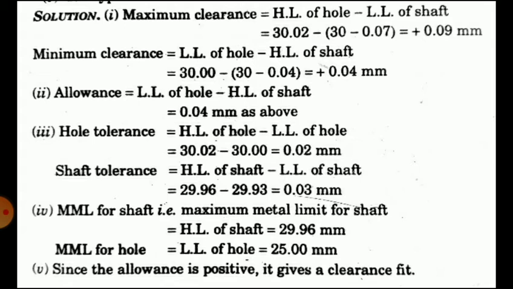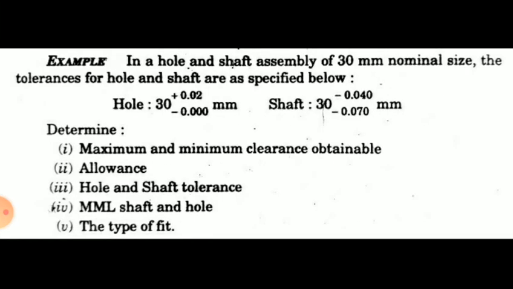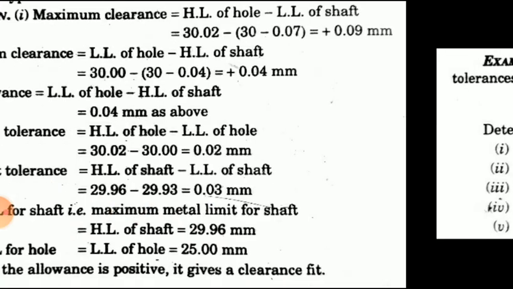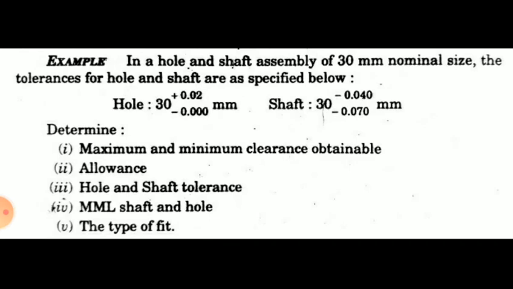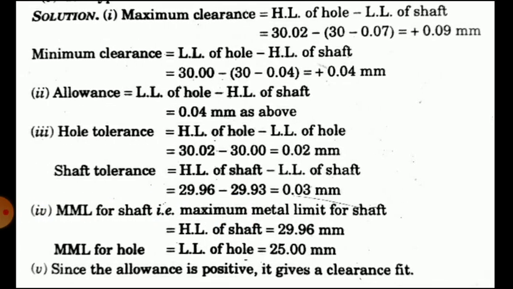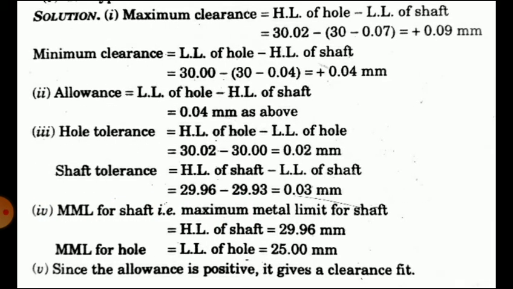Maximum clearance means it is the higher limit of the hole minus the lower limit of the shaft. So the higher limit of the hole, you can see, is 30 plus 0.02, and the lower limit of the shaft will be 30 minus 0.070. See the shaft size. So it is 30 minus 0.07, that is the lower limit of the shaft. So maximum clearance will be 0.09 mm.